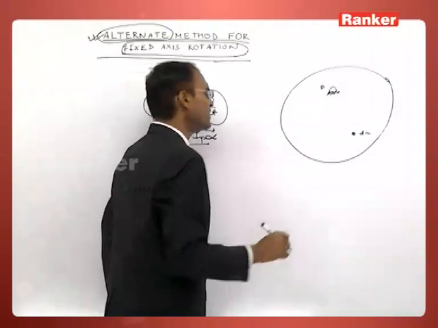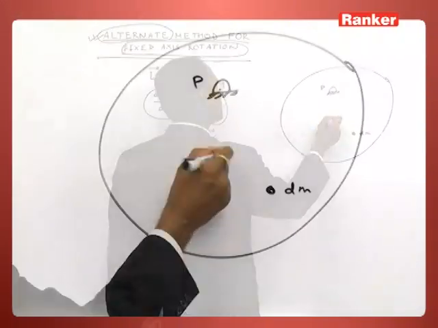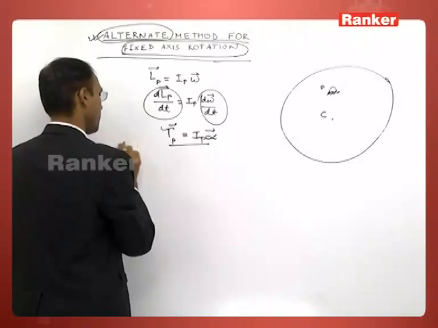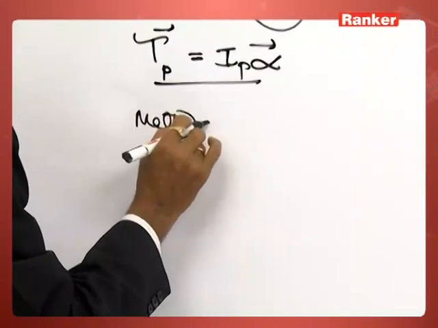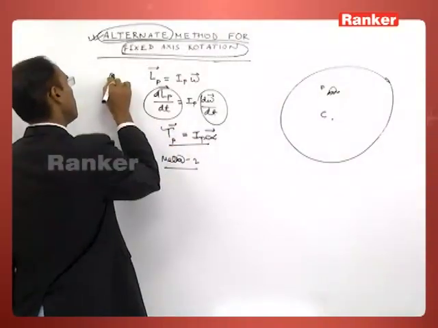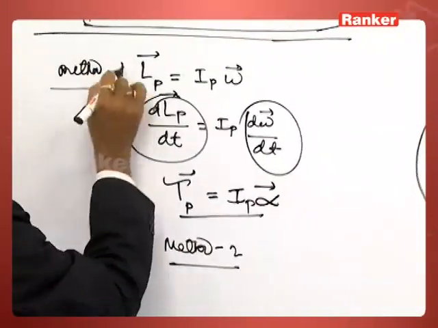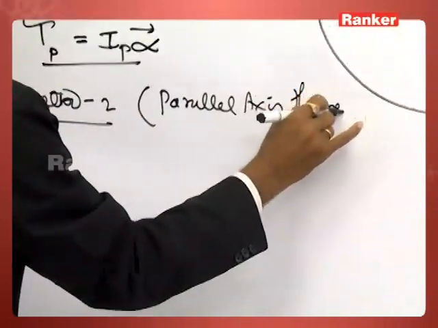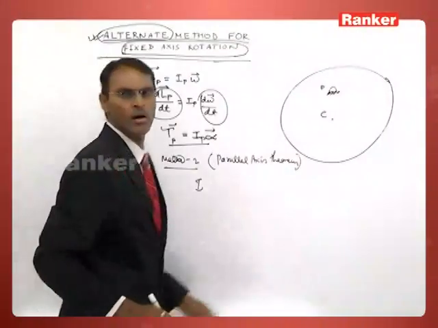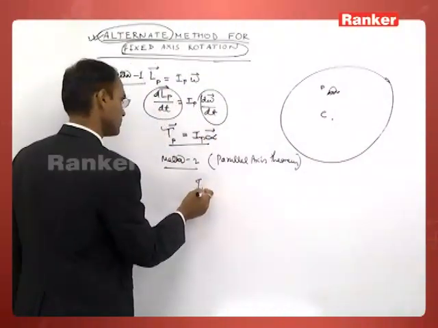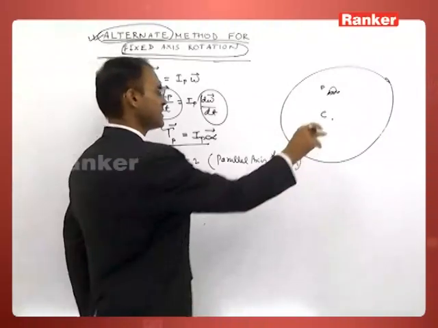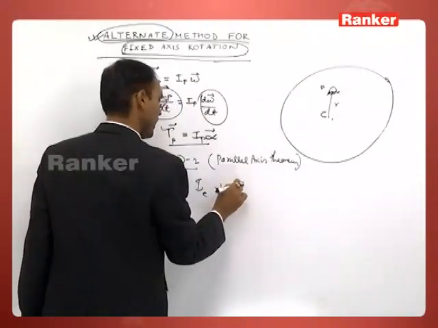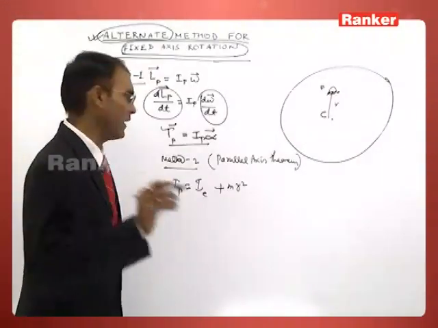Using that method, you got this expression. Using another technique also, you can get the expression. That technique is the parallel axis theorem. This is method one, the parallel axis theorem. It states that the moment of inertia about the center of mass axis plus m r squared is equal to I_p. This is equation 1.